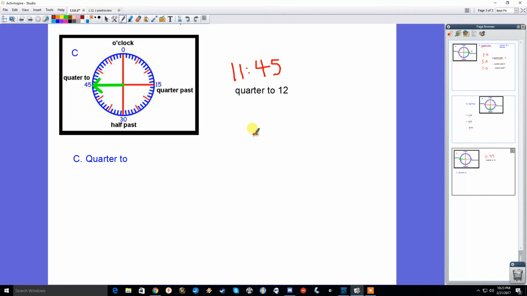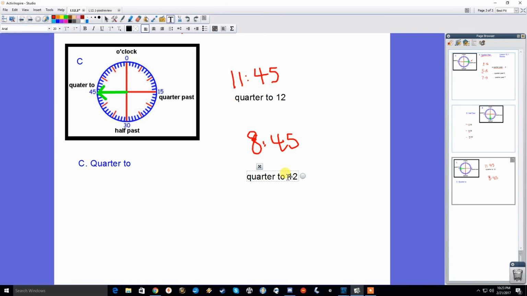What if we had 8:45? Well, this would be a quarter to 9, because it's about to be 9 o'clock. It wouldn't be a quarter to 8, because then we'd be going backwards in time.